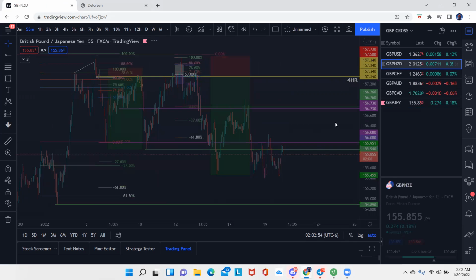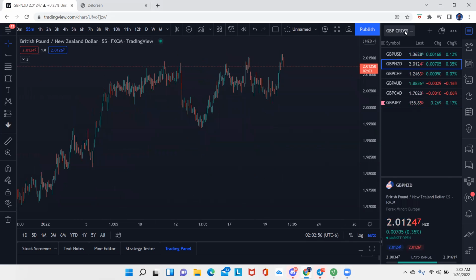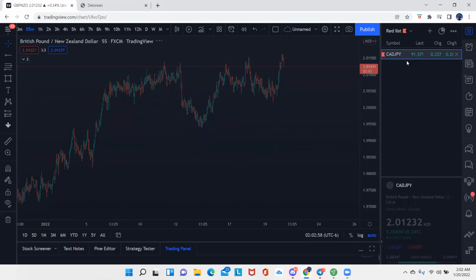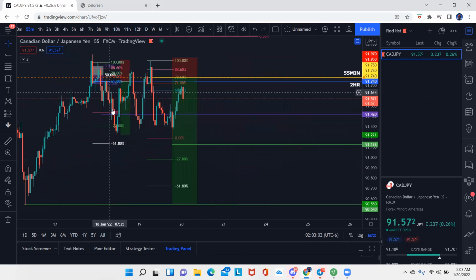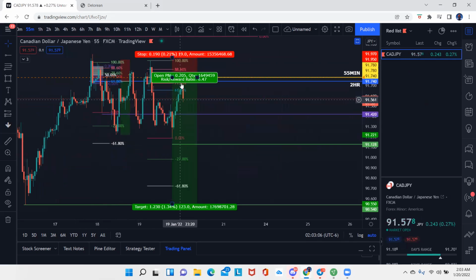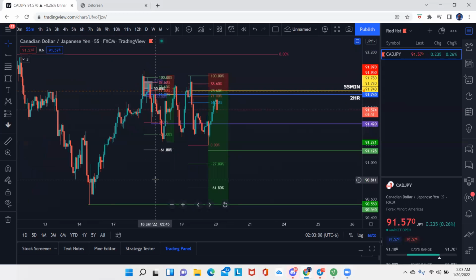We tried to do the same thing on GBP and ZD, didn't work out. Now we're going to try to do it again on CAD JPY. So what do we do? We sold it, it pulled back to the same entry. We're going to try to sell it again, okay?